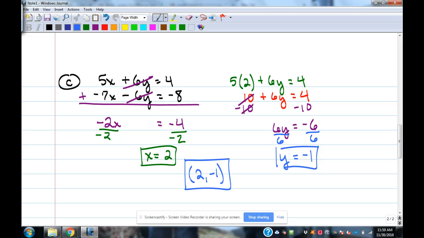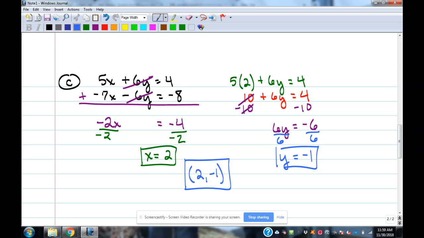Now, the way that you can know that that's the right ordered pair is if you plug 2, negative 1 into this first equation. 5 times 2 is 10, plus 6 times negative 1 is negative 6. So 10 plus negative 6 is 4. If I take that same ordered pair and go into the second equation, negative 7 times 2 is negative 14. Negative 6 times negative 1 is positive 6. Negative 14 plus positive 6 is negative 8.